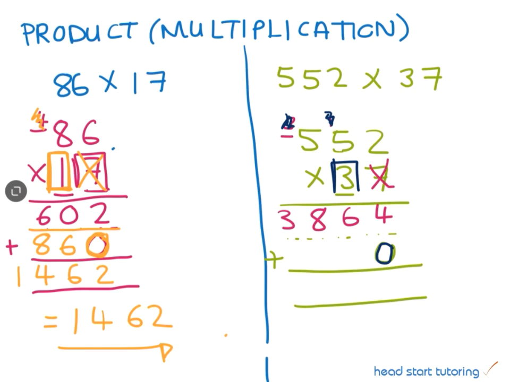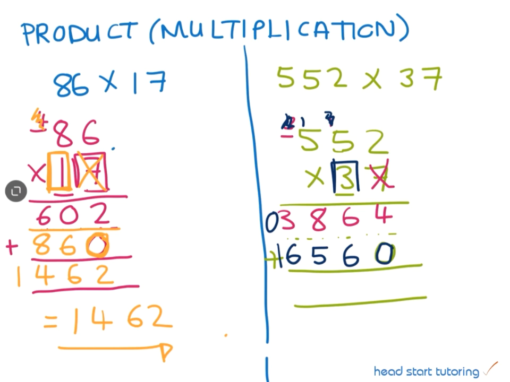3 by 2 is equal to 6. 3 times 5 is equal to 15. Carry our 1. 3 by 5 is 15. Carry our 1 is 16. And let's put a placeholder there.